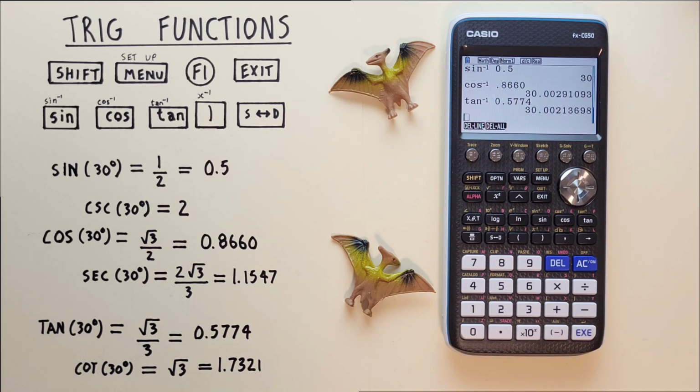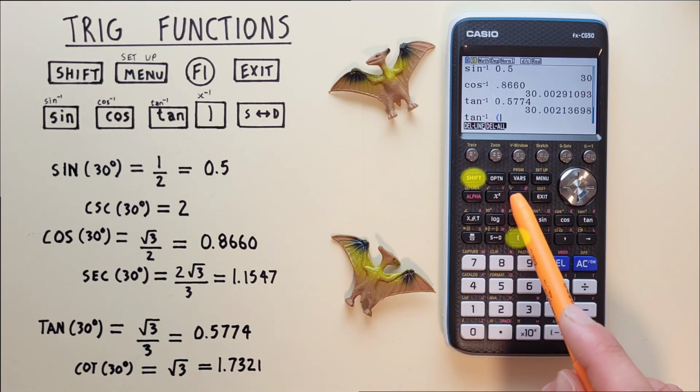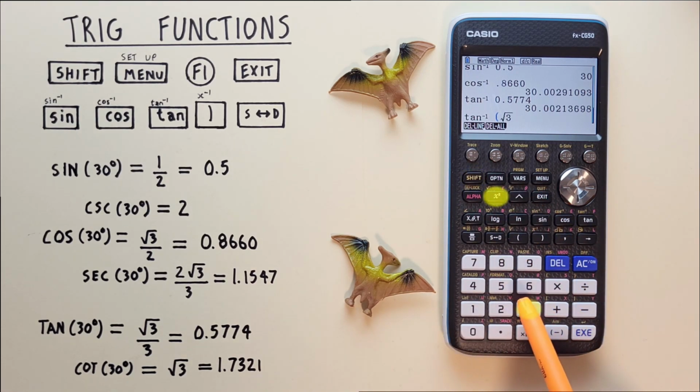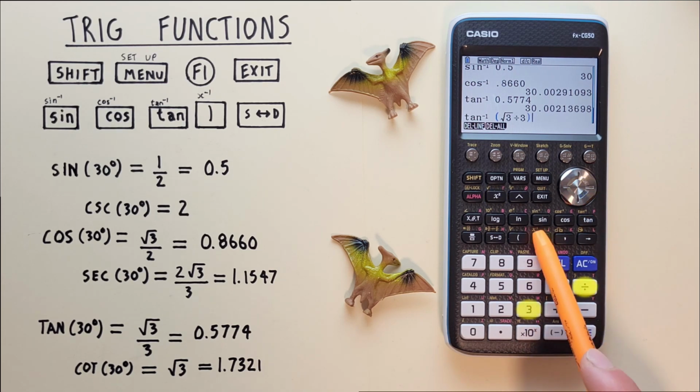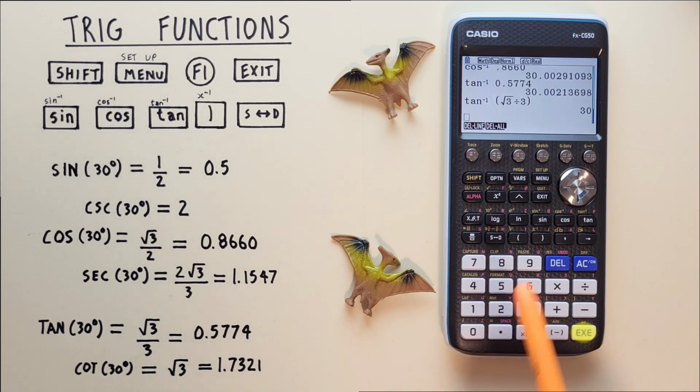These are rounded numbers, but if we want to get exact numbers, we can use the square root of 3 over 3. So again, we can go shift tan bracket square root of 3 divided by 3, close our bracket, hit exe, and see we get the result of 30 degrees, which is correct.